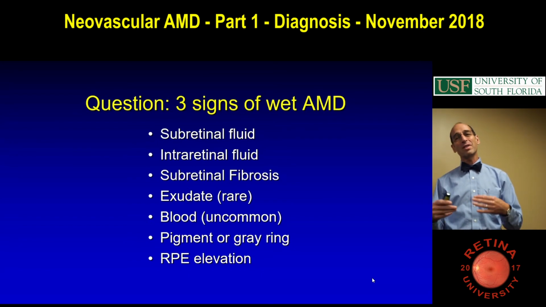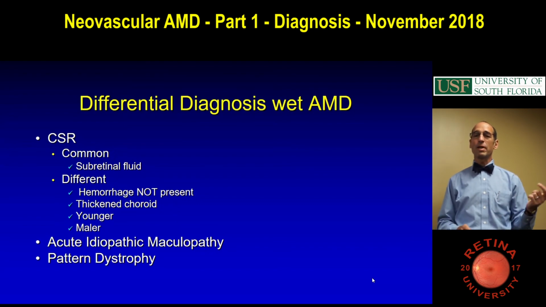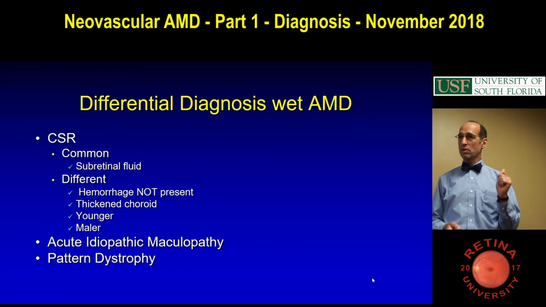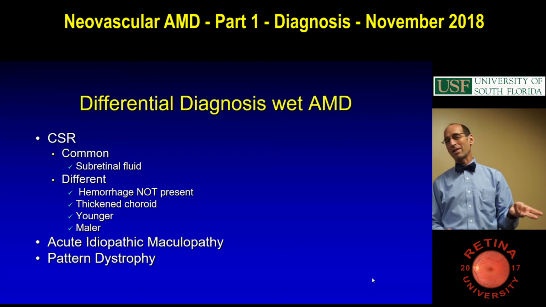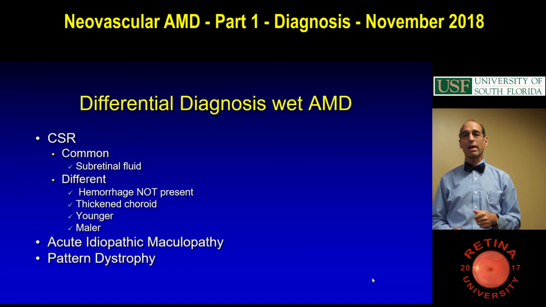And then differential diagnosis of wet AMD. Central serous is the main one they talk about, because it can look a lot like it and it can appear older. So it's common, you get subretinal fluid, but central serous never has hemorrhage. So there's never blood in central serous. So if you have blood in central serous, it's either that they're anemic or they bled, or it's AMD. There's also a thickened choroid in central serous, and AMD doesn't really have that. It's younger and it's more male.